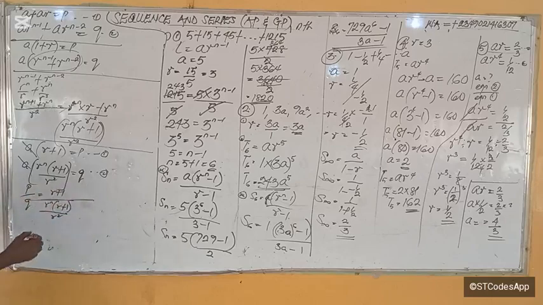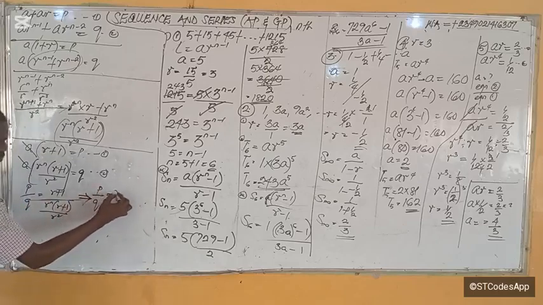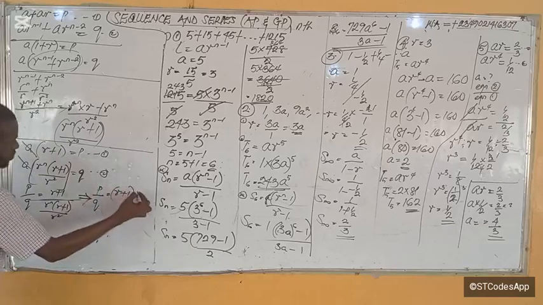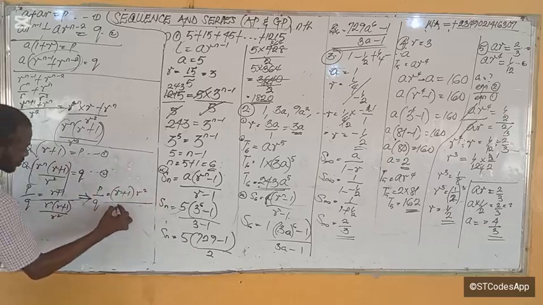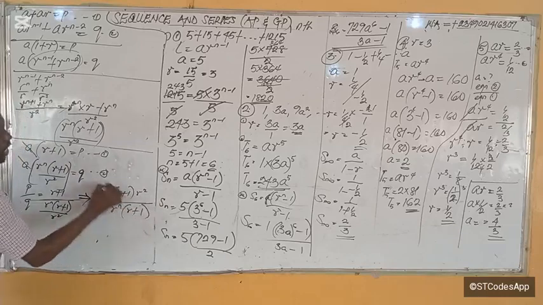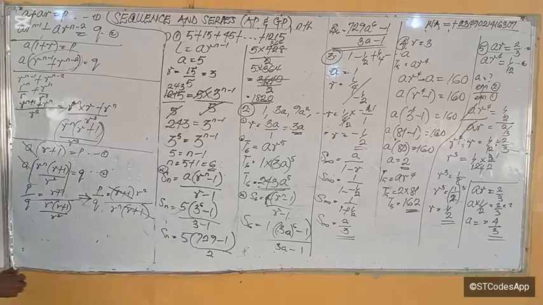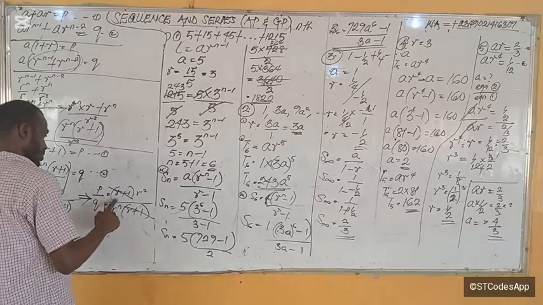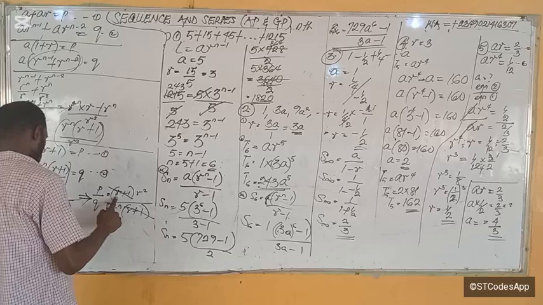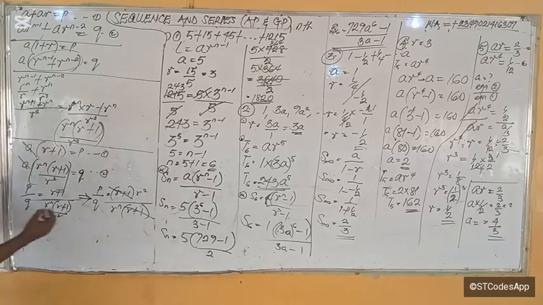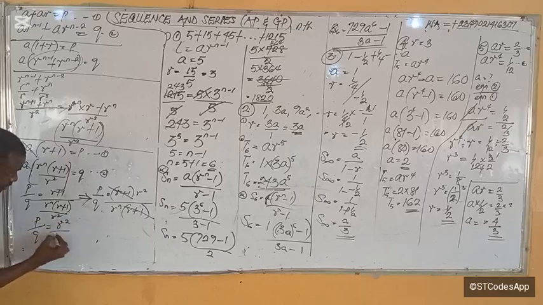So r squared can come up, so p over q is now equal to r plus 1 times r squared all over r^n times r plus 1. R plus 1 can cancel r plus 1. We're getting somewhere. So p over q therefore becomes r squared over r^n. We're looking for r. I want to make r the subject.